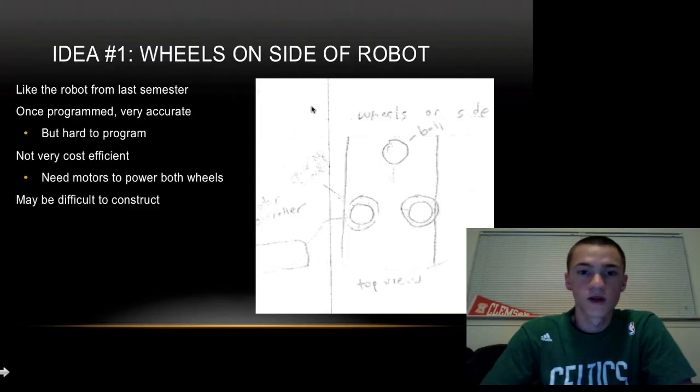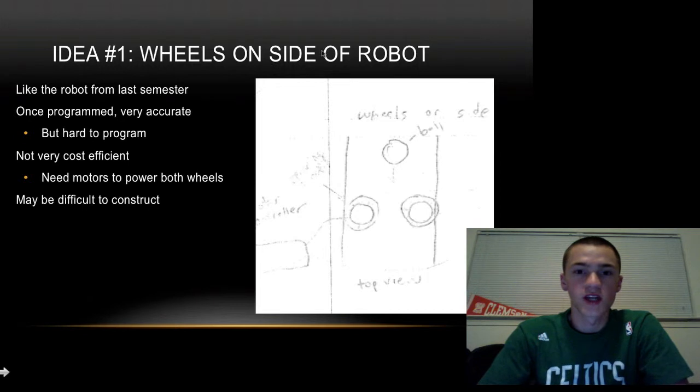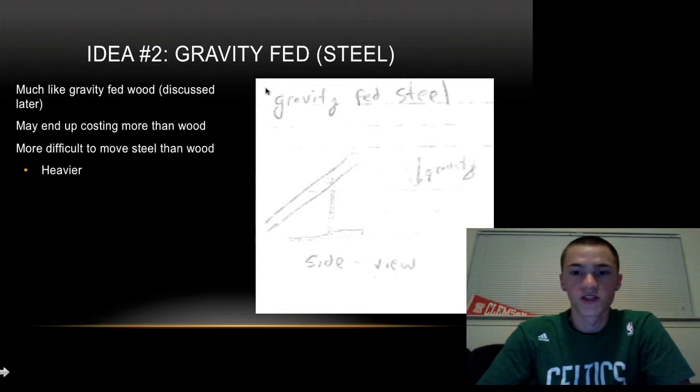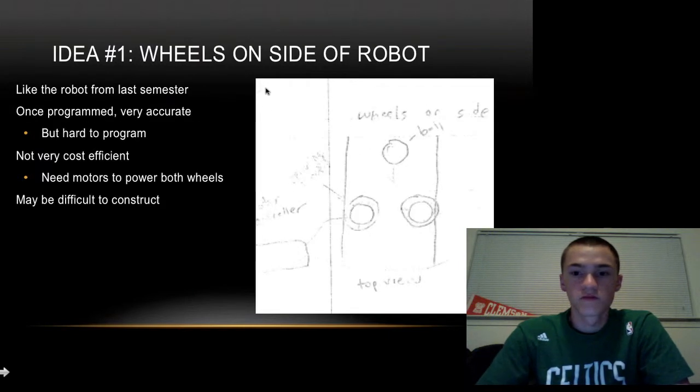So, the first idea that we came up with is with the wheels on the side of the robot, which is similar to the idea of last semester's project that was shown in class. This can be very accurate once programmed, but it could possibly be hard to program, getting the wheels to turn at the same speed as well as different speeds for curving the ball in different directions to make different cups. It's not very cost efficient buying all the motors and other things needed to build that part of the robot.